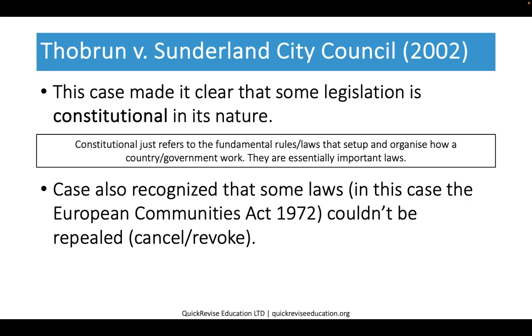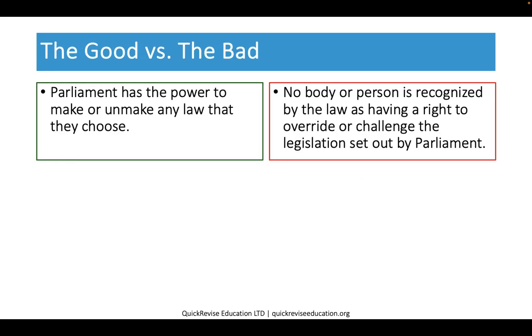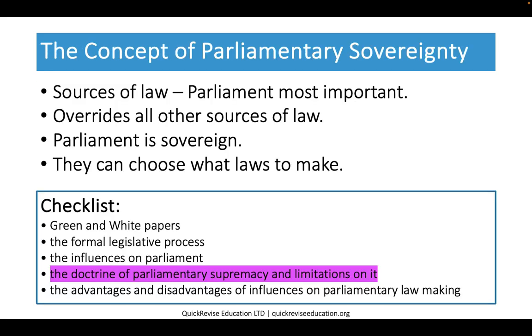So if we go back to our first slide, we see, as an overview, first of all, that Parliament is the most important source of law, and it's also the one that overrides any other sources of law, which means nothing has the power to contradict it. Because Parliament is sovereign, they can choose what to make laws on, whether they want to make a law, or decide that a law needs to be changed, or they can unmake it as well.